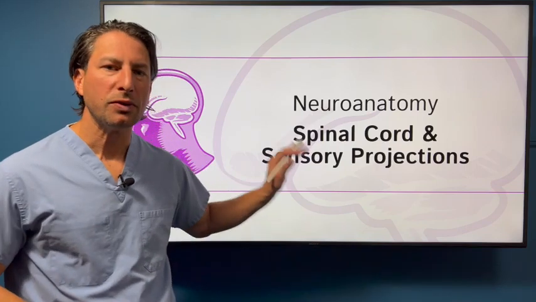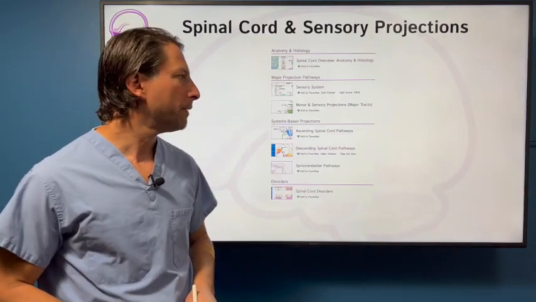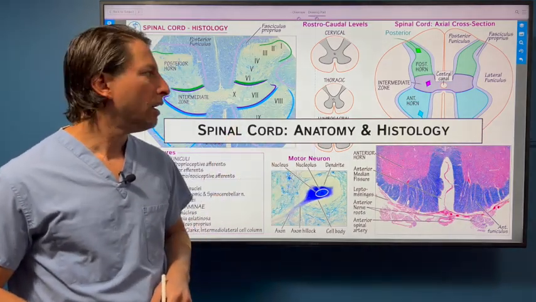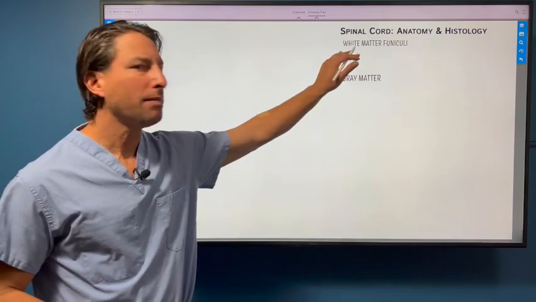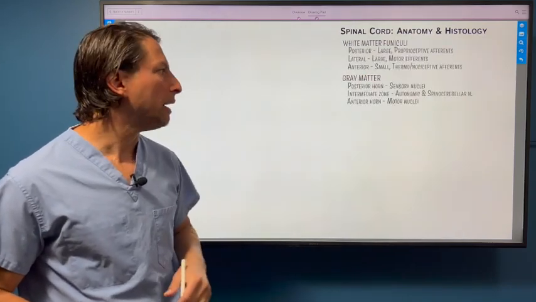So here we're going to walk through spinal cord anatomy and sensory projections in neuroanatomy. We're going to start with spinal cord anatomy and histology. We're going to begin by distinguishing white matter, which contains the tracts, from gray matter, which is the nuclei.